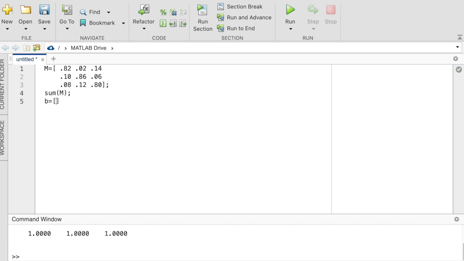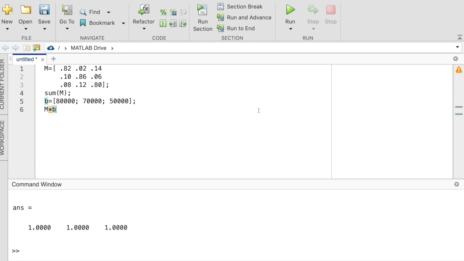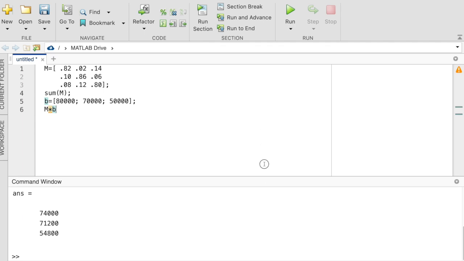Okay, I'm going to say vector B is a vector containing the current voter data. So we've got 80,000 people voted for party A. So that's like saying 80,000 are in state A, 70,000 voted for B, and 50,000 voted for C. In the next election, we would expect people to move according to M times B. So that's going to redistribute these 200,000 voters according to the probabilities that we've put in the matrix M.